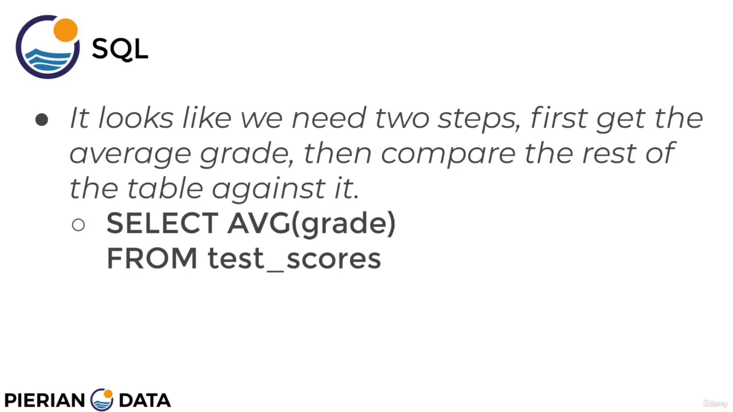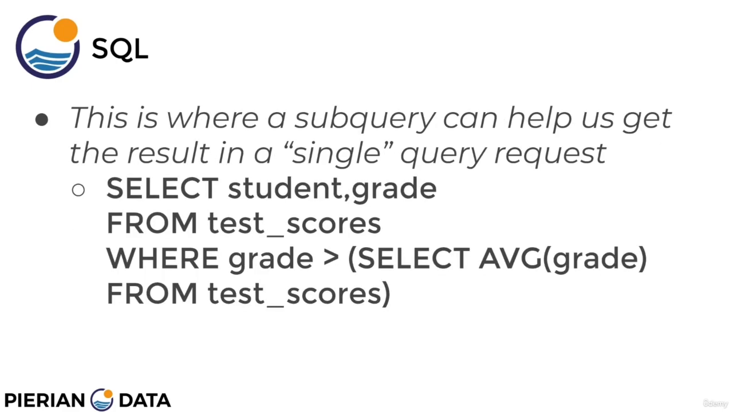Given what we already know so far, it looks like we need to actually do this in two steps. First, we would have to get the average grade and then write that down somewhere and then compare the rest of the table against it to filter out the students. This is where we can actually use a subquery. A subquery can help us get the result in a quote-unquote single query request, essentially just needing to type out everything one time.